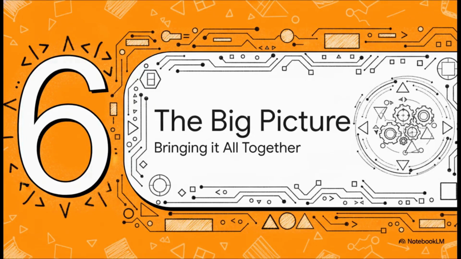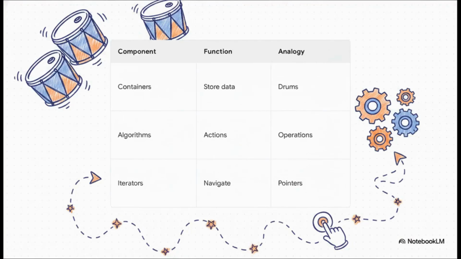And finally, Section 6, the big picture. Let's bring it all together. So the really crucial point here is how beautifully these three components work together. Containers are your dynamic storage, right? Like physical drums. Algorithms are your operations, those predefined actions. And iterators are your specialized pointers, allowing those algorithms to safely traverse the containers. By understanding this trio, you completely upgrade your efficiency. You're writing less code, but that code is infinitely more powerful and adaptable.